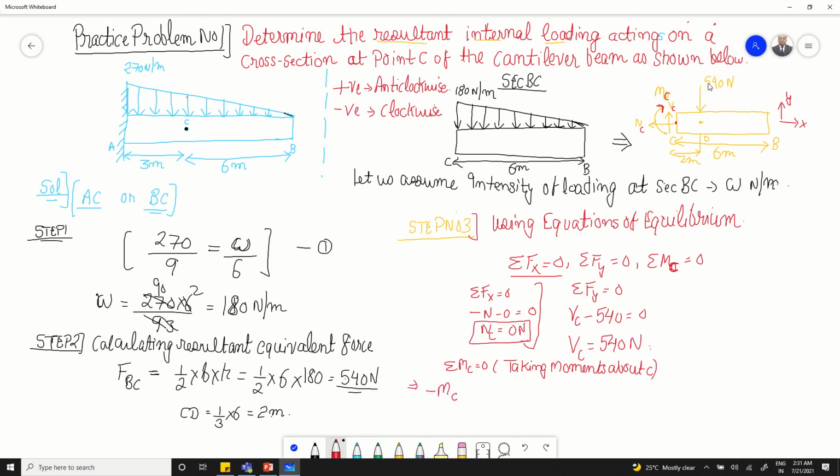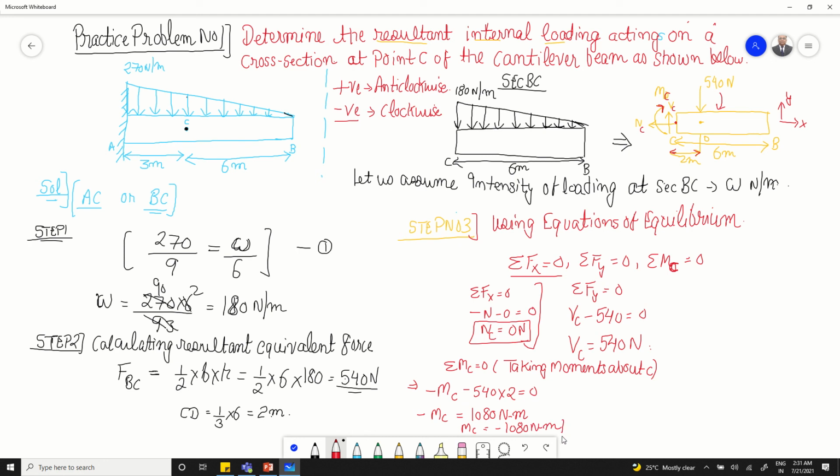Now for 540 into what will be the moment arm, or we can say perpendicular distance with respect to point C, it is 2 meter. With respect to point C, this force tends to rotate the body in clockwise direction, so we will take it negative sign. So minus 540 into 2. There are no other forces acting on it. So minus MC is equal to 1080 Newton meter. Now MC will be minus 1080 Newton meter.